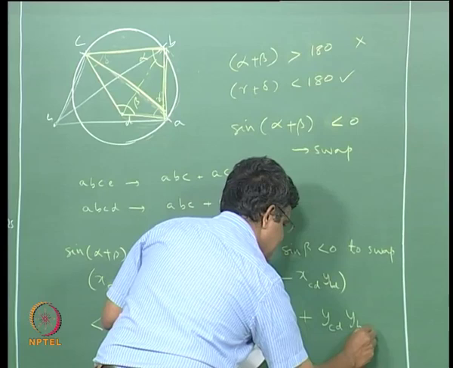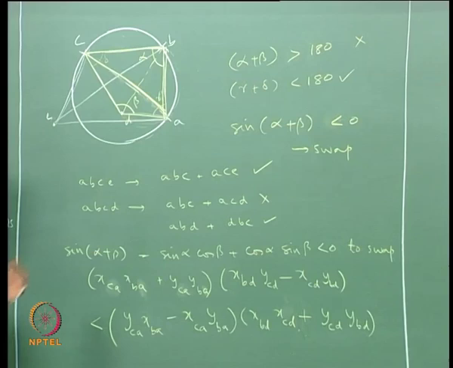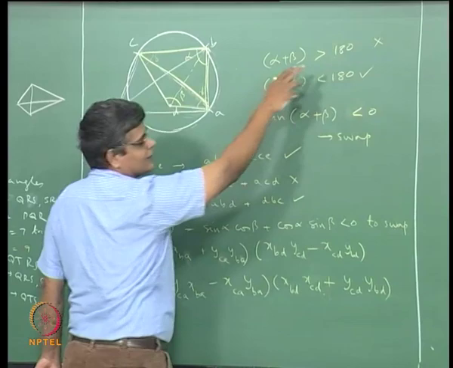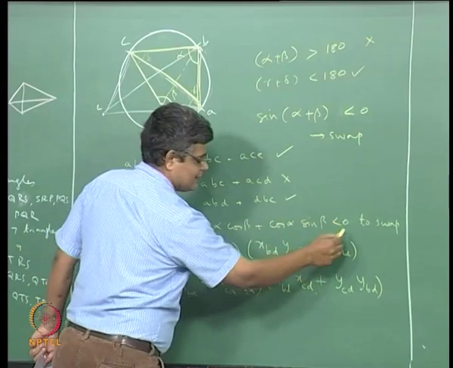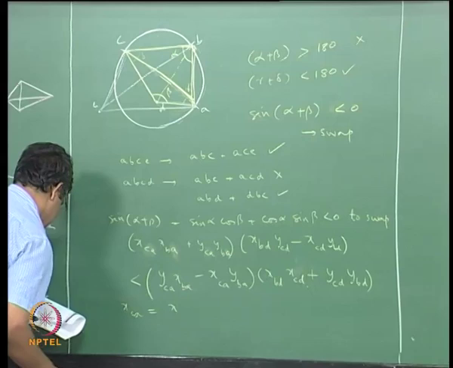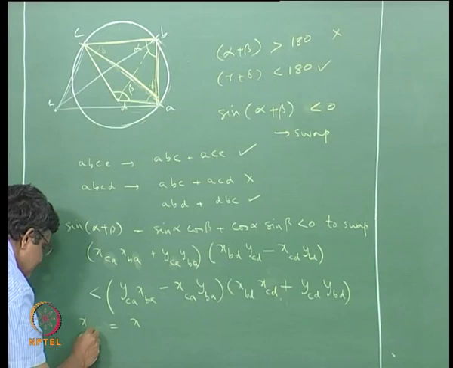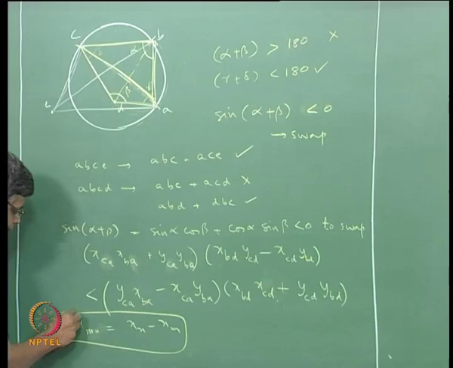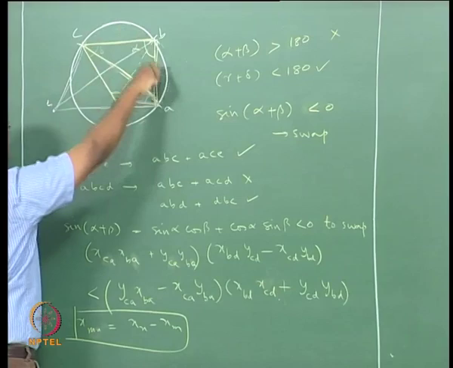Okay. The point essentially is that we can do it probably in different ways, but this condition for swapping, that alpha plus beta if it is greater than 180 then it is not desirable and we should go for swapping, can be expressed in this way. And this can be converted into an algebraic criterion like this, where xMN is defined as xN minus xM. So the condition of swapping need not be done through drawing the circumscribing circle and all that. It can be programmed very easily.